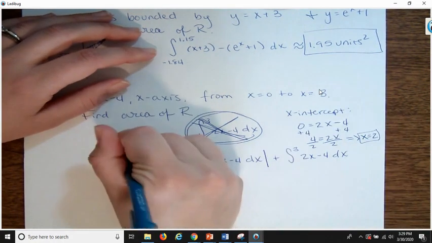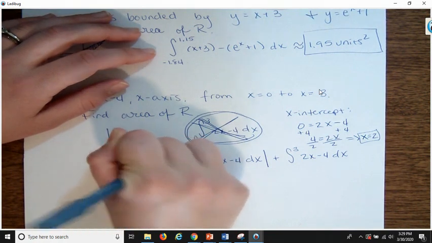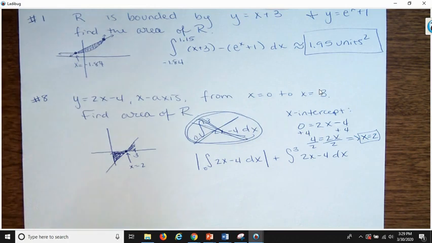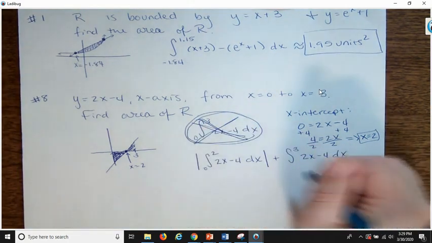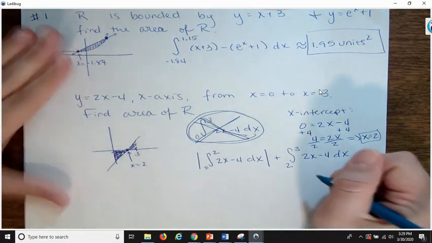So -4. To figure it out, we want to add 4 to both sides. Divide by 2. So x is equal to 2. Okay, so 2 is my point right here. This means that my upper limit for my first integral is 2, my lower limit for my second integral is 2.